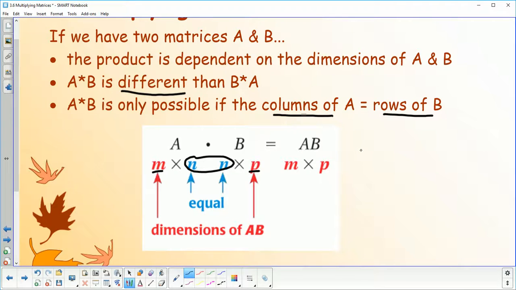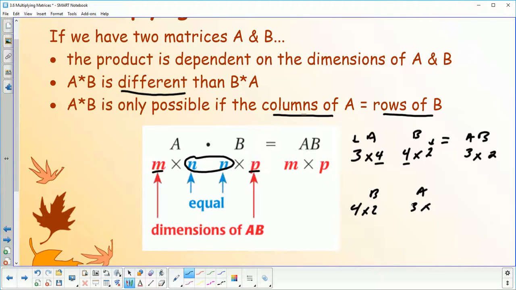So let's make up some actual numbers here. A could be a 3 by 4, and if B was a 4 by 2, then since these two numbers are equal, the product AB would be a 3 by 2. I got that from those two numbers. But if I switch that, if I wanted to do a B times A product, I'd now have a 4 by 2 and a 3 by 4. But you see, these two are not equal, so there is no product possible here.